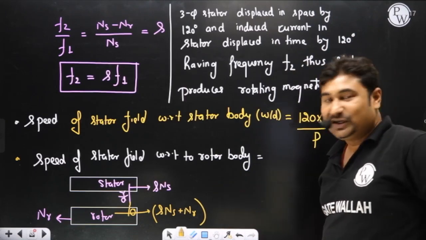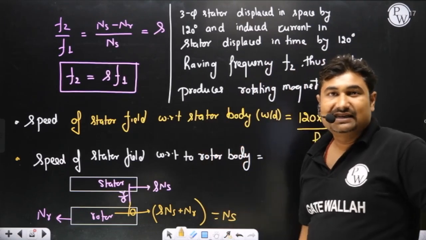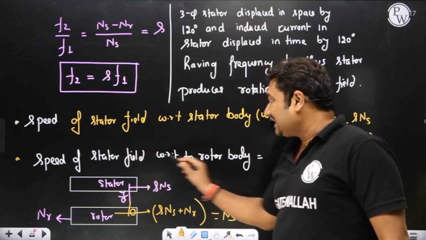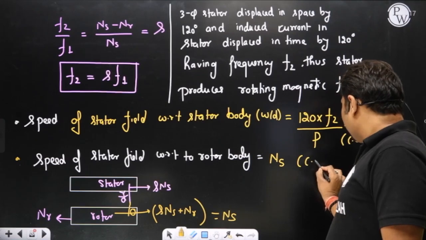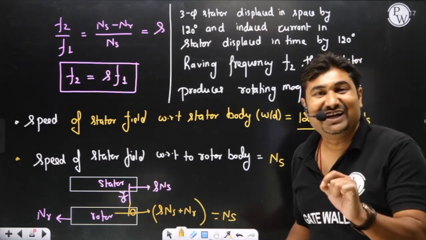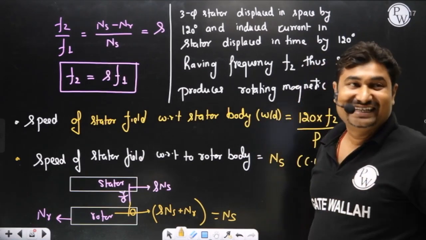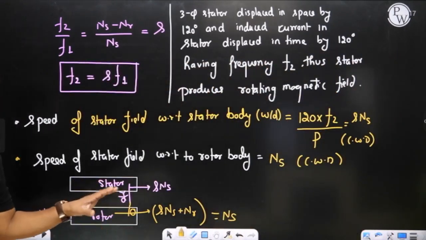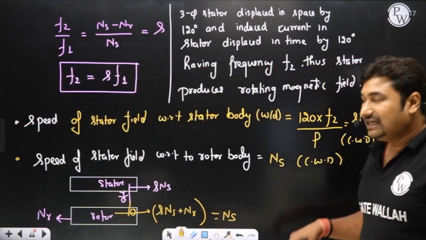NS plus NR. We know that SNS plus NR is equal to NS only, because NR is NS times (1 minus S). So what is the speed of the stator field with respect to the rotor body? Sir, it is the same as the speed of the rotor field with respect to the rotor body, and it is the mandatory condition. Now please observe. I'm hoping up to this part you have noted. If you have noted, I'm going to explain each and everything on the last figure.